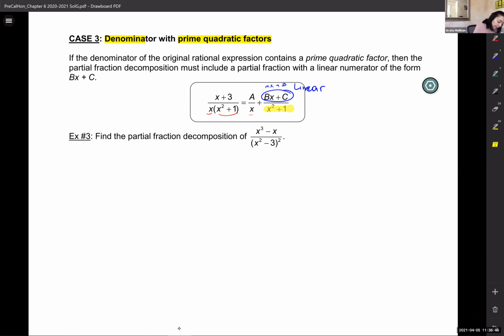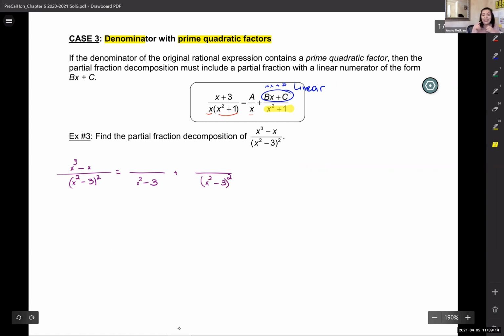So take a look at what you have. I have x cubed minus x over this. I have something to the power of 2. That means I need to have 2 fractions for this. The base is x squared minus 3. So I start with the base to the power of 1, and I build up to x squared minus 3 to the power of 2, right? I start increasing my exponents by 1 each time. Cool?